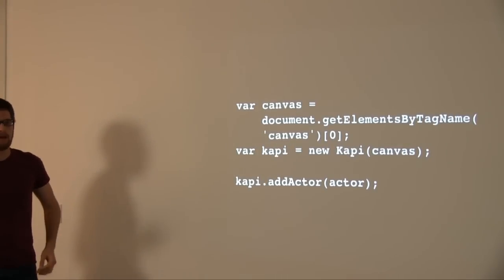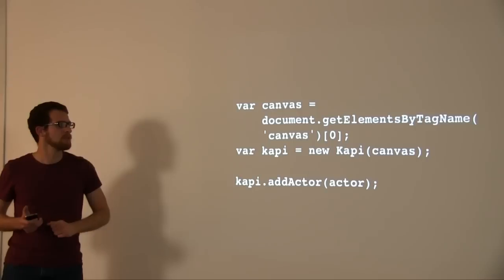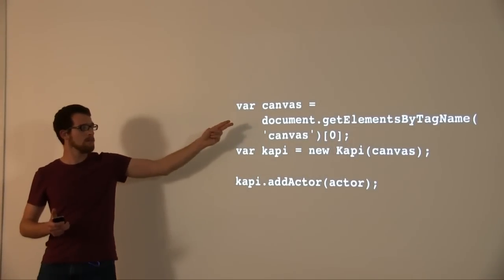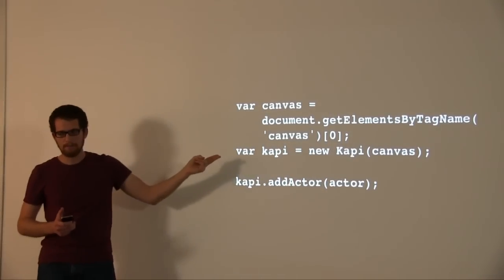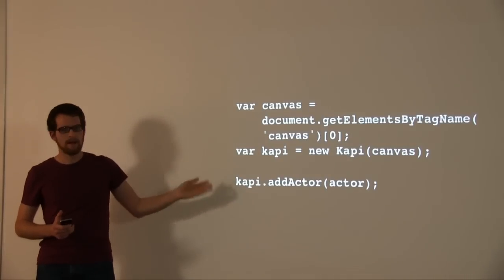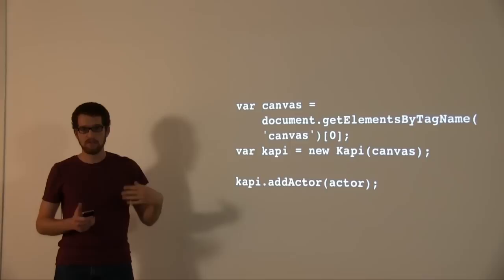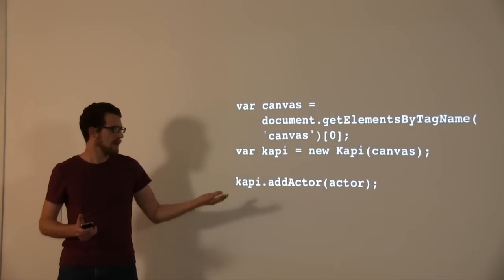So now we've got our actor. We need to initialize the animation. We grab our canvas from the DOM, then we pass that into the Kapi constructor, which is our model. Save a reference to that. And then we take our Kapi and we add our actor that we just defined with Kapi.addActor actor.